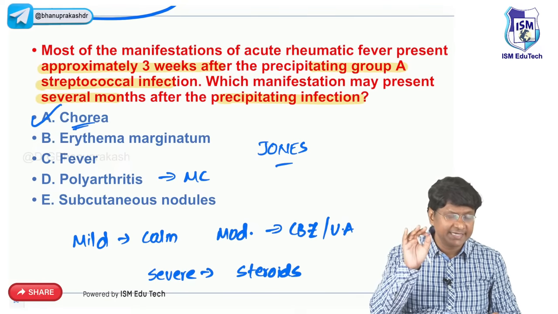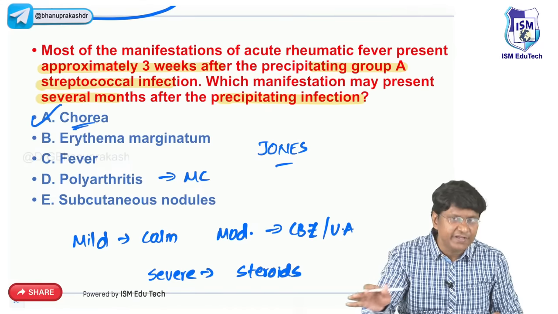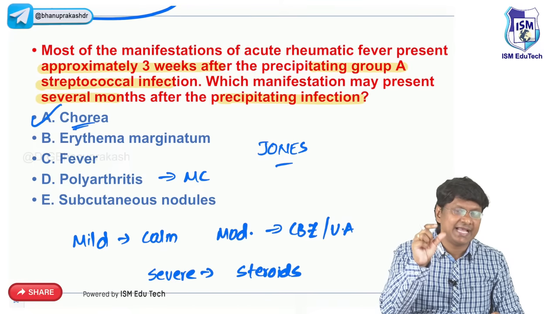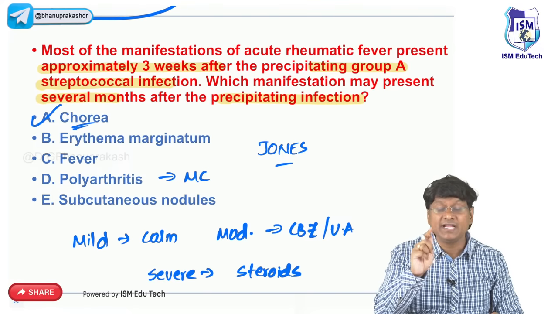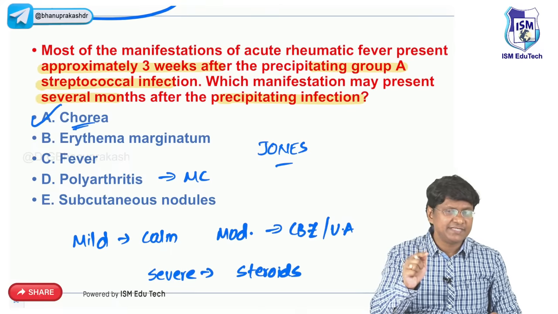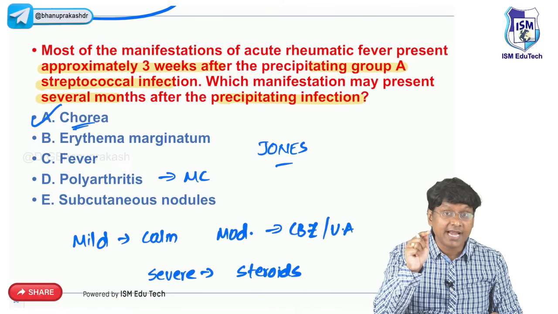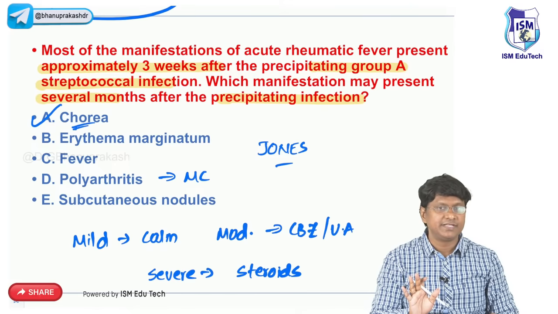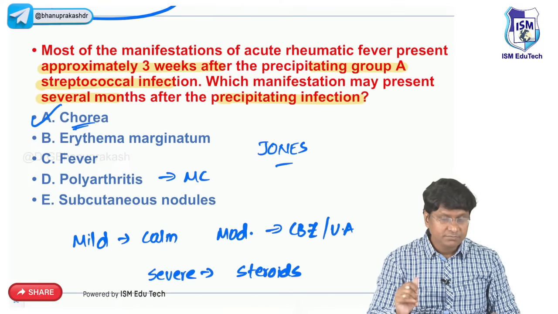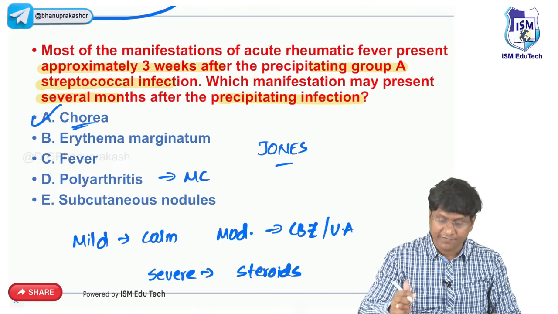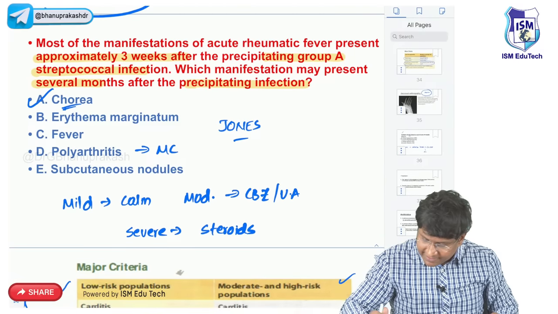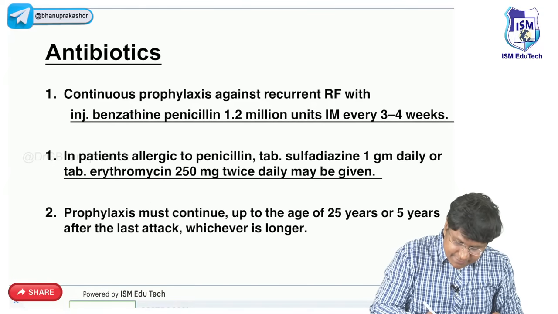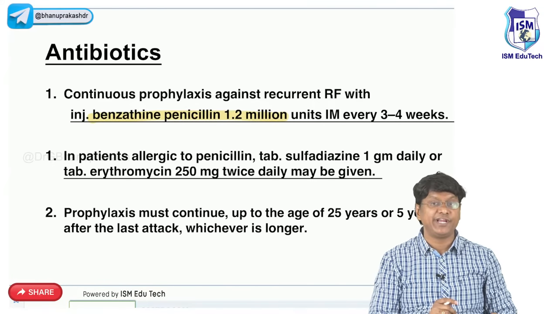Then, in some cases of extremely severe chorea not responding to any of these drugs, small studies have suggested the role of intravenous immunoglobulin. This intravenous immunoglobulin can have rapid resolution of the chorea manifestation. Okay, so that is about the treatment of chorea. Now, coming to antibiotic prophylaxis. The antibiotic prophylaxis that we give is benzathine penicillin. And this benzathine penicillin, you need to give 1.2 million units.